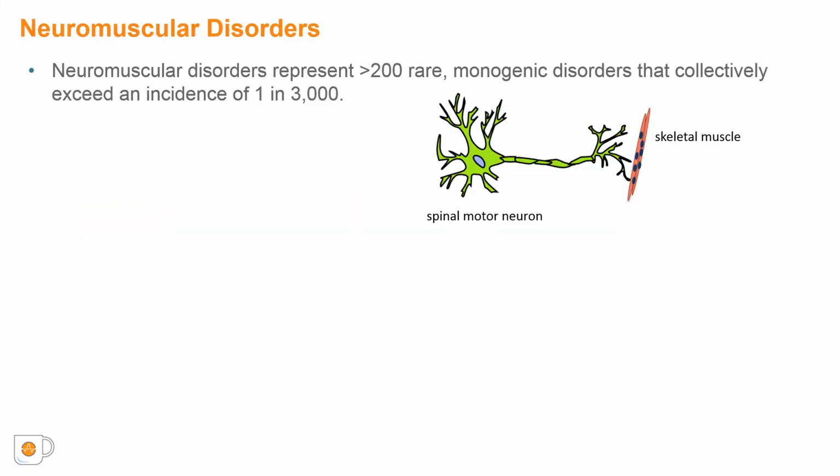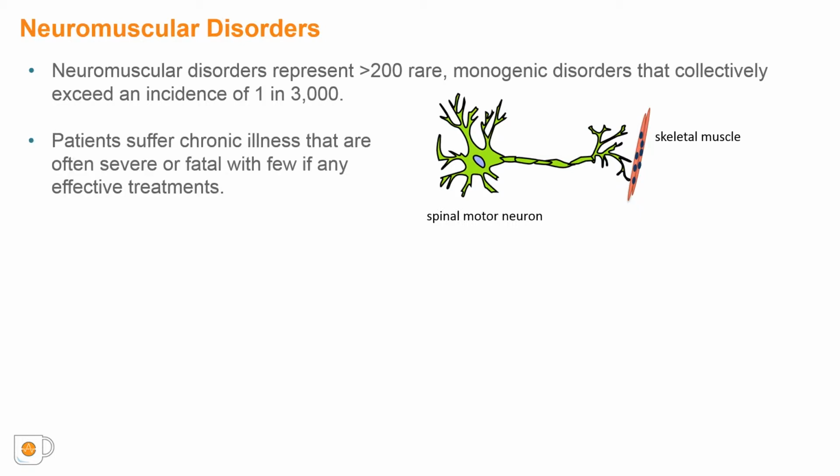I'll put the context of this webinar under the umbrella of neuromuscular disorders. These disorders represent a group of over 200 rare monogenic disorders that collectively exceed an incidence of 1 in 3,000. Neuromuscular disorders are grouped into 16 broad categories. In some cases, such as the muscular dystrophies, muscle is the primarily affected tissue, whereas in diseases such as amyotrophic lateral sclerosis, also known as ALS or Lou Gehrig's disease, motor neurons are primarily affected.